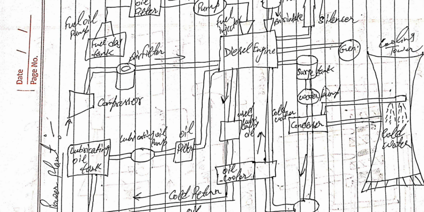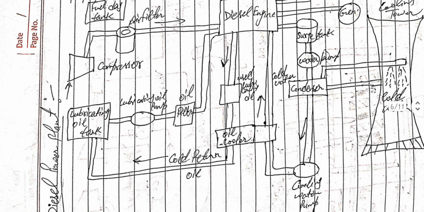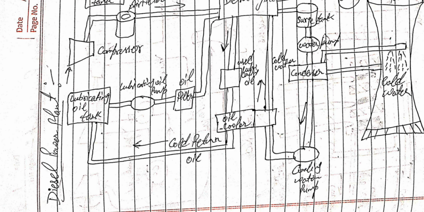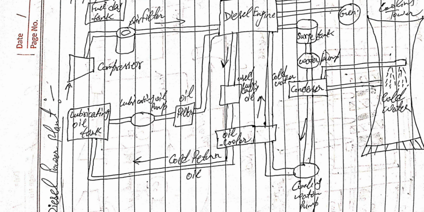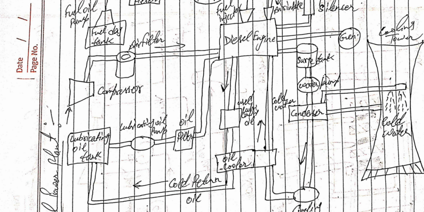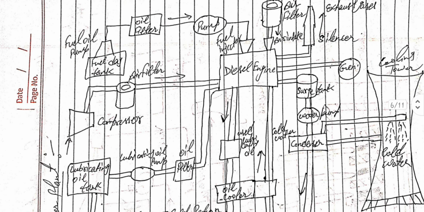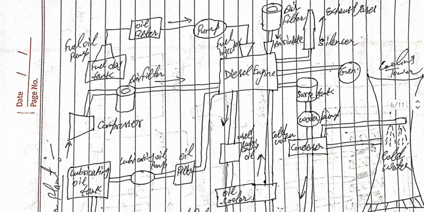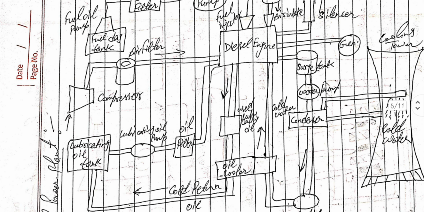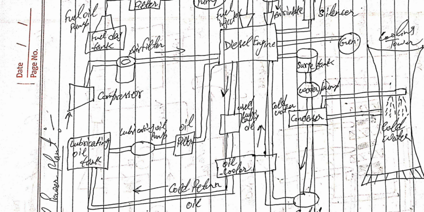इन द बिलो टू द सर्ज टैंक वाटर पंप, देन कंडेंसर, and this condenser is connected to the cooling tower. Then cooling water pump, and it is connected to the oil cooler, then further connected to the diesel engine. Basically this is the general layout of a diesel power plant, and these are the various components in the diesel power plant. We are discussing these components one by one.